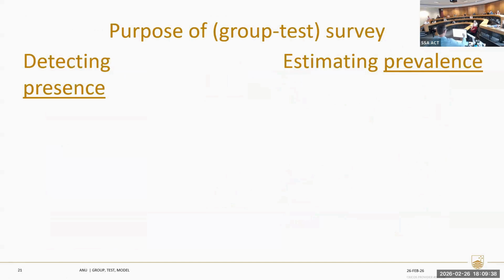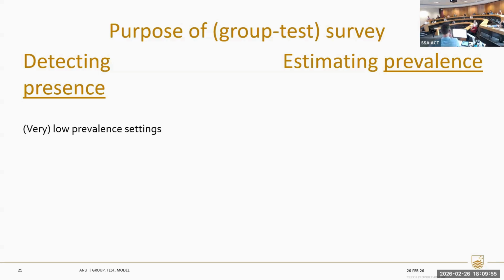Okay. So, what might be the purpose of these group tested surveys? Why would we do it? I think there are two broad purposes. One might be detecting presence: is the disease there or not? And one is estimating prevalence. And then in your design, you have to think a bit differently.